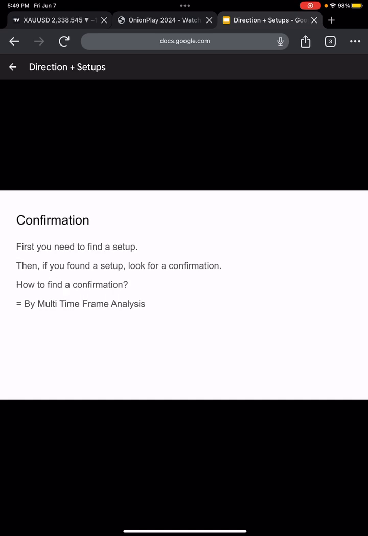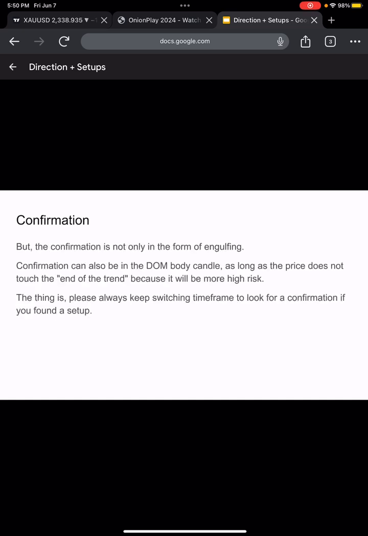Next thing is confirmation. You always need confirmation. So first you need to obviously find a setup. Then if you found a setup, you need to look for confirmation. So how do you find confirmation? Is multi-time frame analysis.